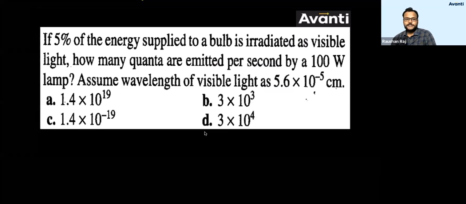Five % of the energy supplied to a bulb is irradiated as visible light. Okay. How many quanta are emitted per second by a 100-watt lamp? चलो बच्चे जल्दी से आंसर करो. It's actually easy. थोड़ा conceptual बच्चा, थोड़ा ध्यान से solve करना, ठीक है?